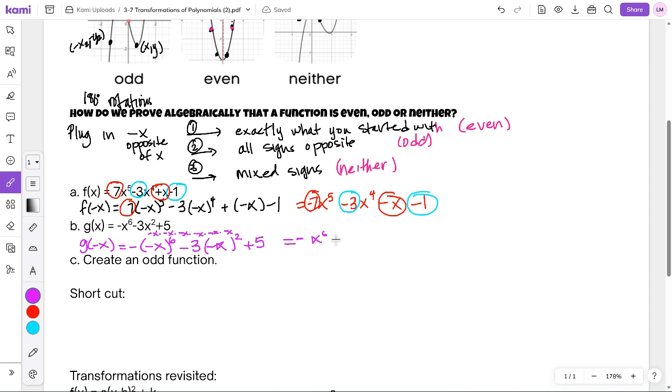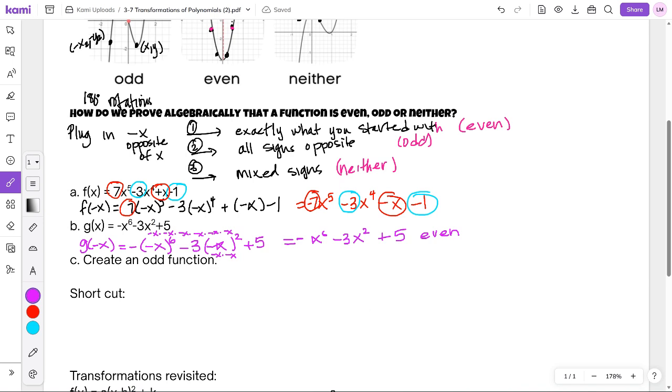Then I have a minus 3x squared, because negative x times negative x changes to positive, and x times x is x squared, plus 5. Exactly what I started with. Negative x to the 6th minus 3x squared plus 5. That's an even function. So that's how you prove that a function is even, odd, or neither.